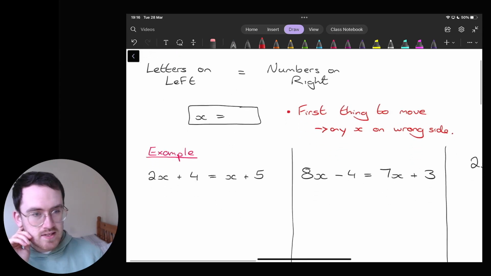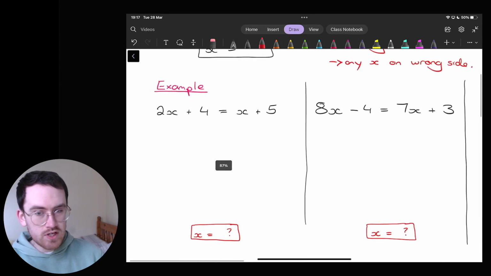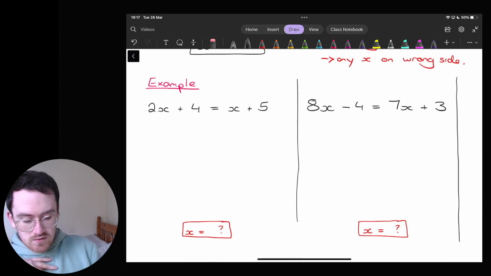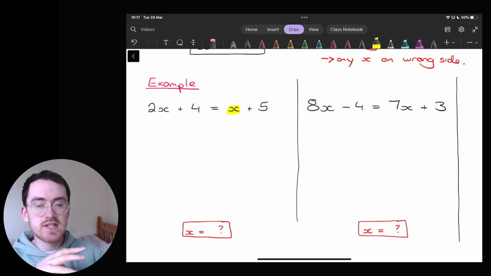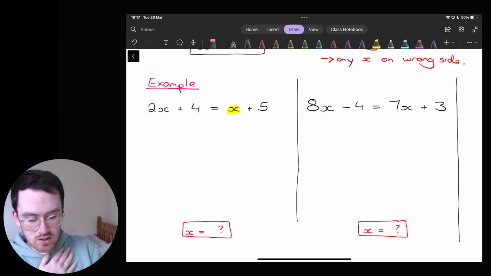So let's just apply this to the example. Besides that, our steps are the same. We're still using our inverse operations. We're still doing the opposite. We're doing all of this the same way. Looking at this first one here, the x that's on the wrong side is this x here. I would like to get rid of that. At the minute, that's plus 1x on its own, so the opposite of that would be minus x. So let's go with that.